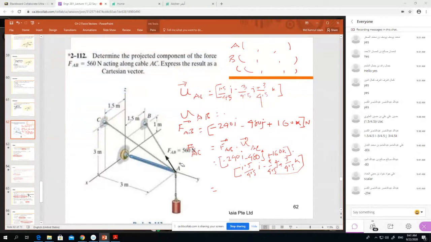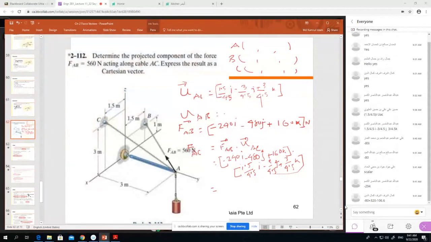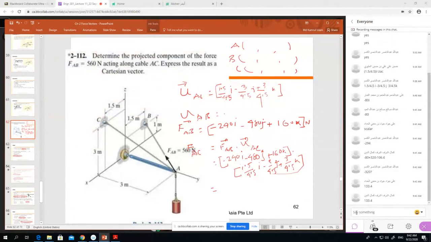Are you clear what I'm telling you? Minus 294 is correct. 80 minus 80 plus 320 minus. So what is the result? Final result. Kamal Ashraf, please tell me, please. No, total result. Tell me the total result. Minus 240 minus 400 j plus 106.